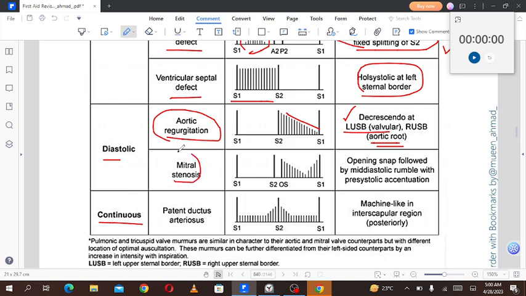Then mitral stenosis, opening snap. It is a diastolic murmur. There is an opening snap followed by the mid-diastolic rumble, with a presystolic accentuation. So this is called presystolic accentuation. Then the continuous murmur, patent ductus arteriosus. It is a continuous, machine-like murmur in the interscapular region posteriorly.